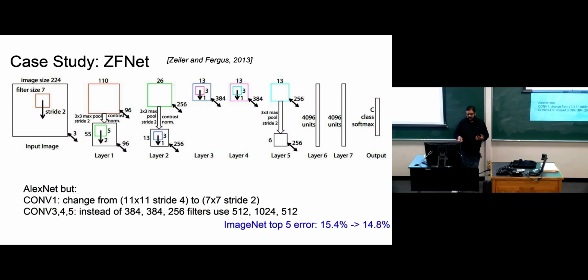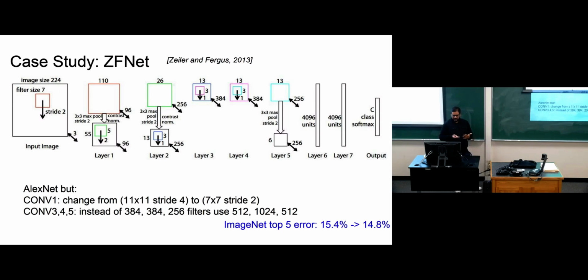And then in some deeper layers, they just added more filters, right? So AlexNet used like 384 and 256 filters, and ZFNet just used 512 and 1,024 filters in some layers. So smaller filters, less stride, but more of them is what their trick was, to go from 15.4 to 14.8. So it might not seem that significant, but it's the best at the time in 2013.